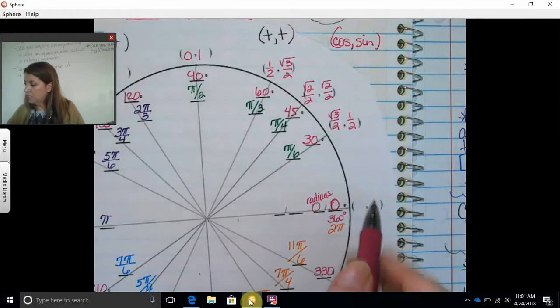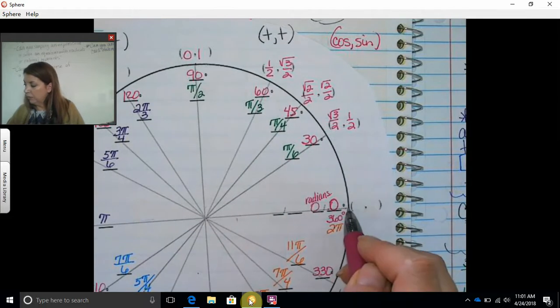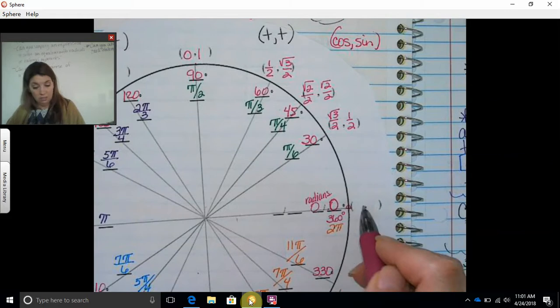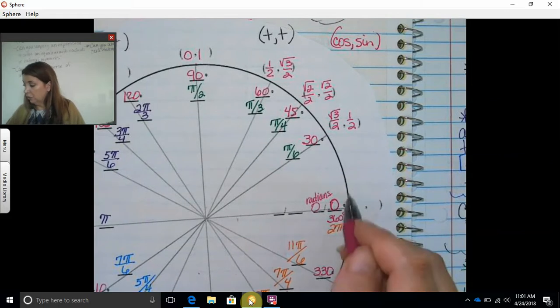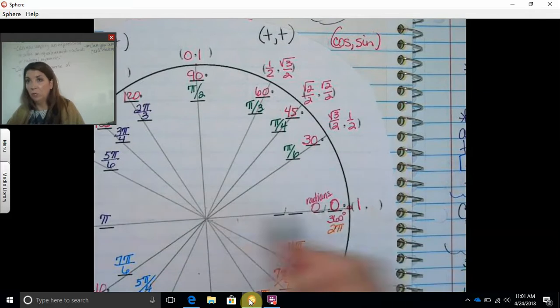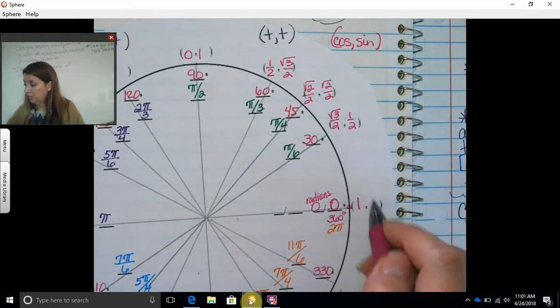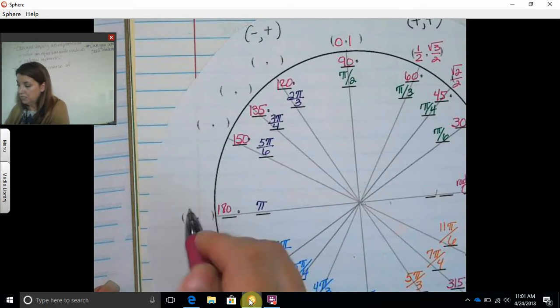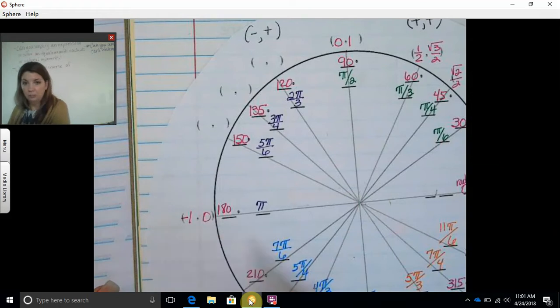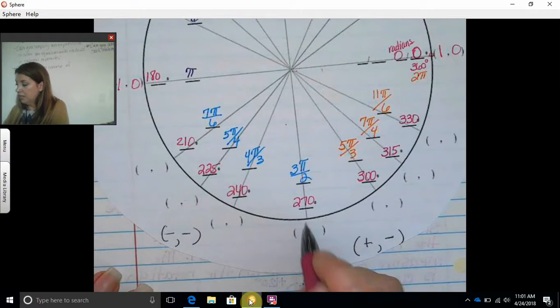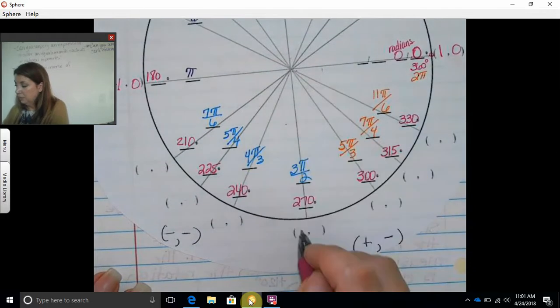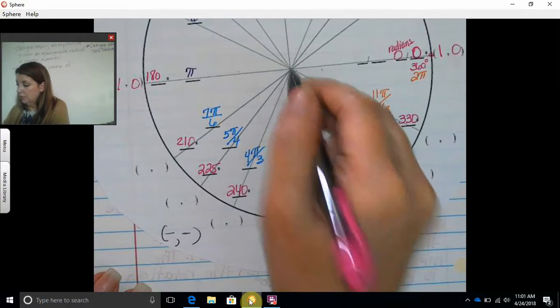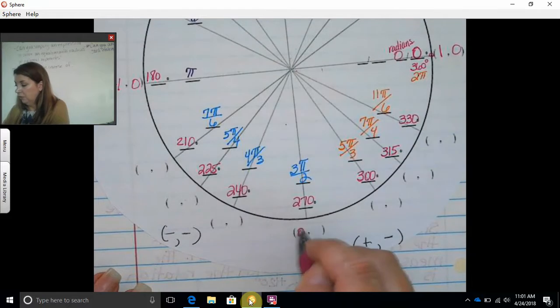Let's go back over here. What is the x value of this point? Well, my x value is 1, because from here to here is 1 unit, right? And my y value is 0. At 180 degrees, this has an x value of -1 and a y value of 0. And this ordered pair has an x value of 0 and a y value of -1.